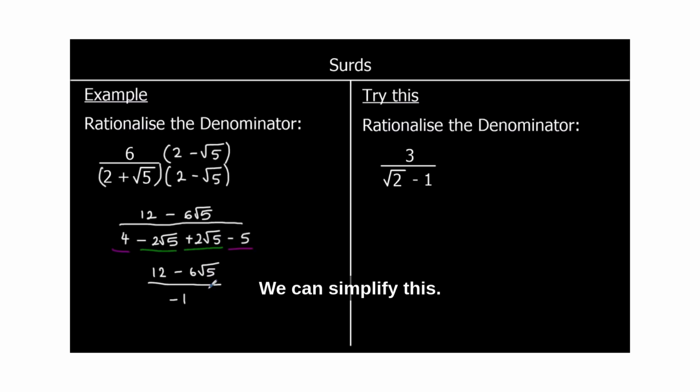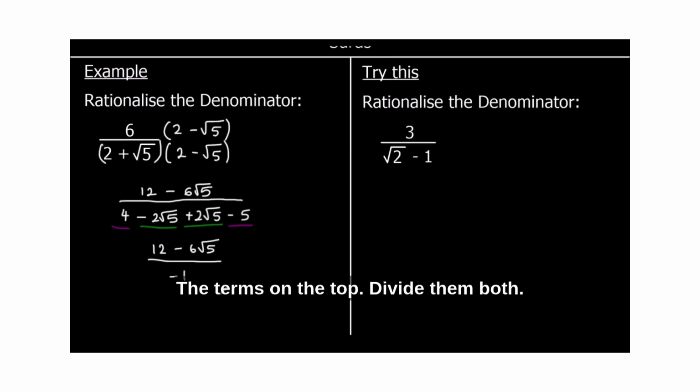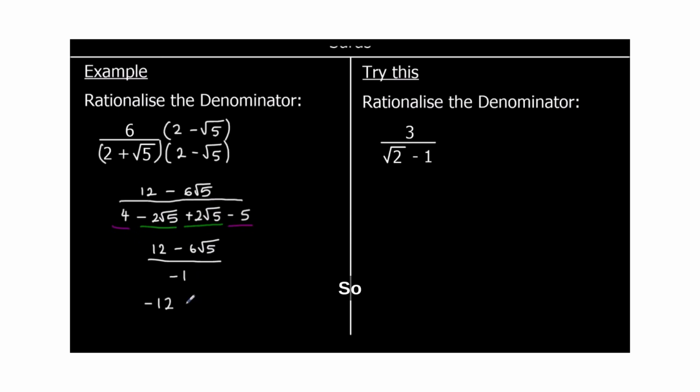We can simplify this, so we can divide the terms on the top, divide them both by negative 1. So when we divide by negative 1, that's the same as timesing by negative 1. It just changes the signs. So 12 divided by negative 1 is negative 12, and negative 6 root 5 divided by negative 1, a negative divided by a negative is a positive. So plus 6 root 5. And that is the answer.